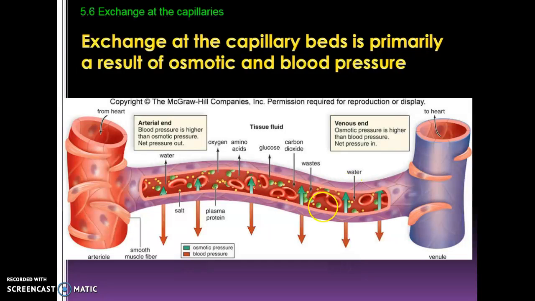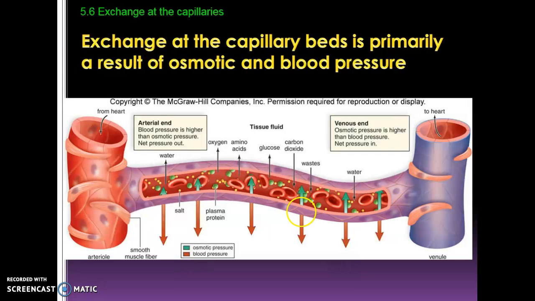And you have pressure. Blood pressure is going to be on the interior of that capillary, so it's going to help move material out. And you have what's called osmotic pressure. And that's going to act to pull material back in, with these green arrows. So it's actually a very efficient, equilibrated system. It should be very equal.